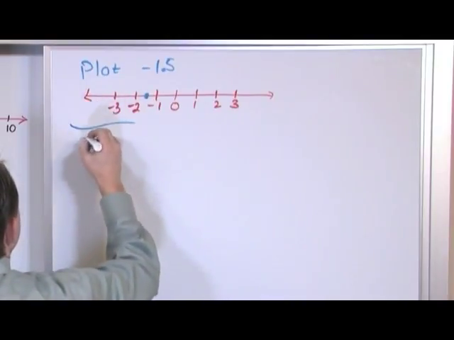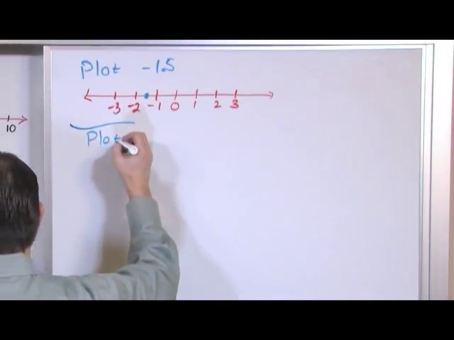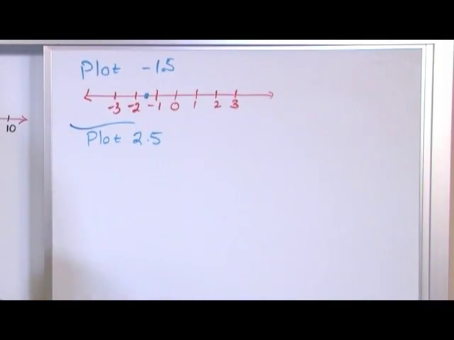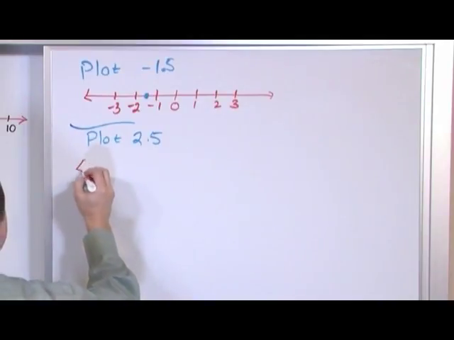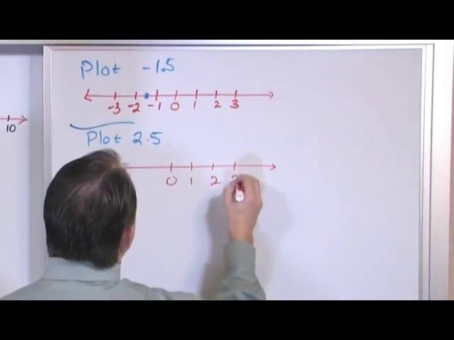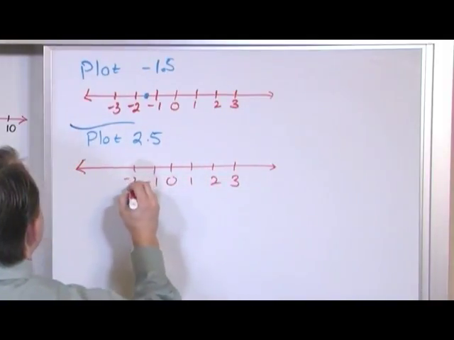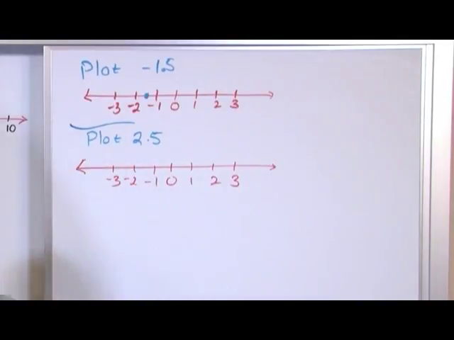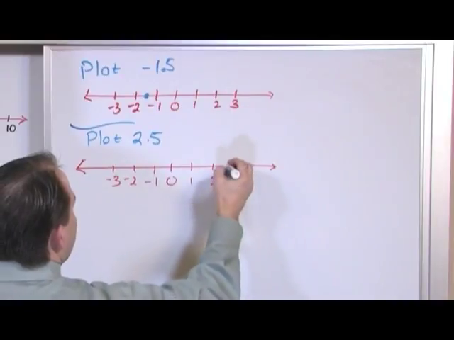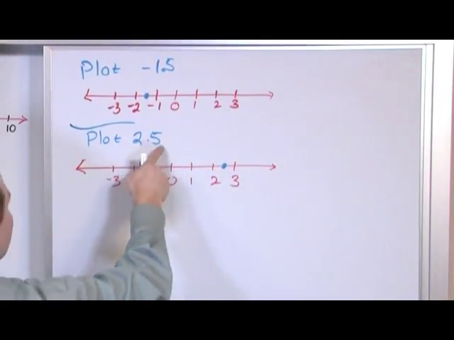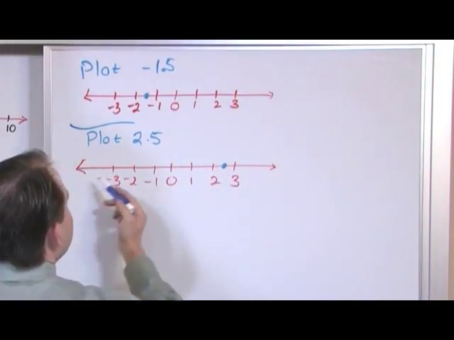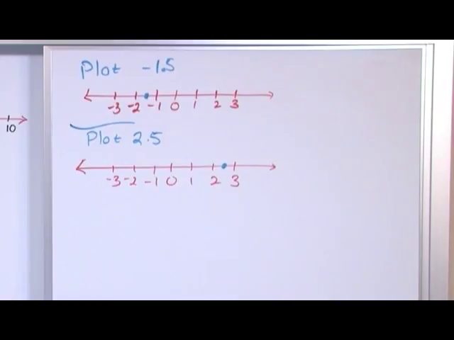And what if we were going to do just one final one? What if we were going to plot 2.5? The way we would do that is draw our number line. 0, 1, 2, 3, -1, -2, -3. And then 2.5 is somewhere between 2 and 3. So that would be right in the middle there. And of course, if it was 2.1, it would be closer to 2. If it were 2.9, it'd be really close to the number 3. So you can plot any point that you want there.